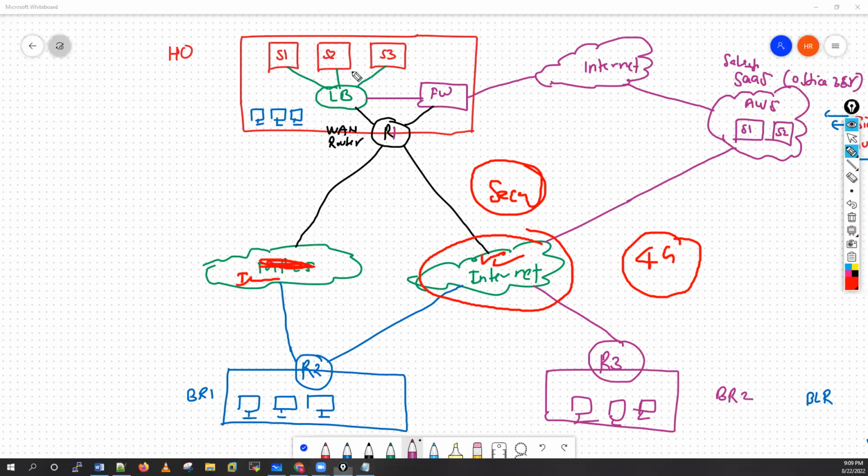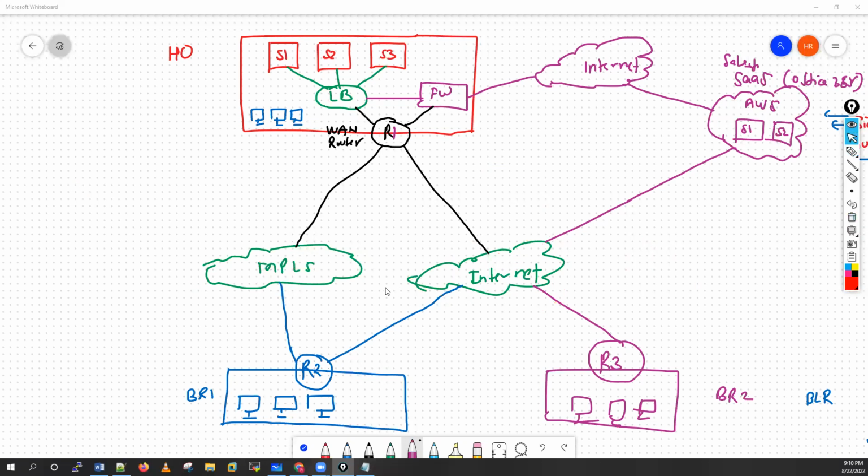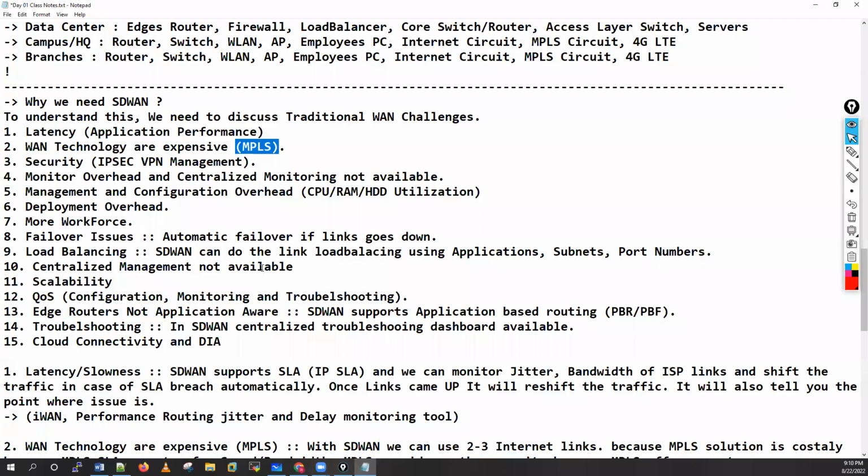If you don't have a very critical application, you can replace the MPLS circuit with the internet circuit, because internet circuits are very cheap in India, right? Very cheap, and you will get these. So your SD-WAN is not a costly solution, right? It's a cost-effective solution. So this problem we also have in your traditional WAN environment, and this problem is solved by your SD-WAN network.